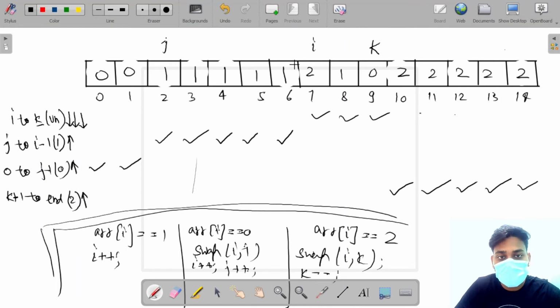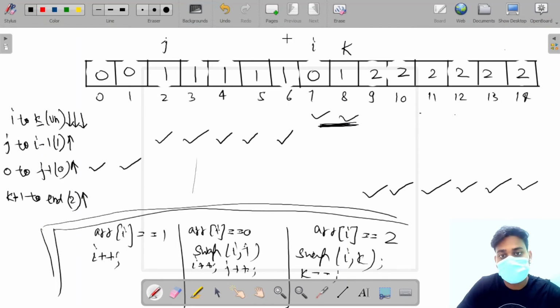Now AR of I equal to 2. Again we do the swapping. Here it comes 2 and at the place of K here it comes 2. So what we have to do? We have to simply decrease the value of K. Now AR of I equal to 0. Let's update the regions also. The unknown region is decreased to 2. Now the unknown region is only 2.